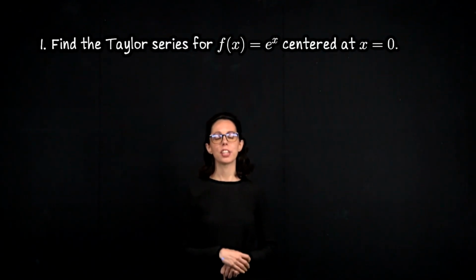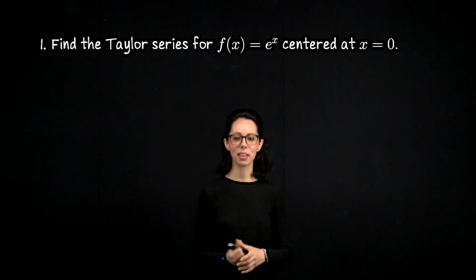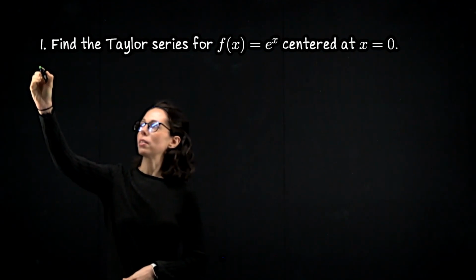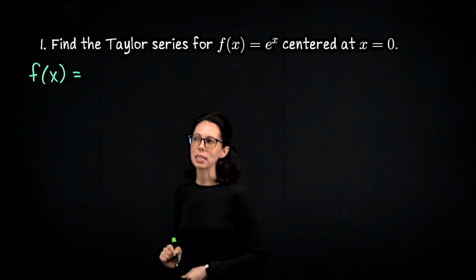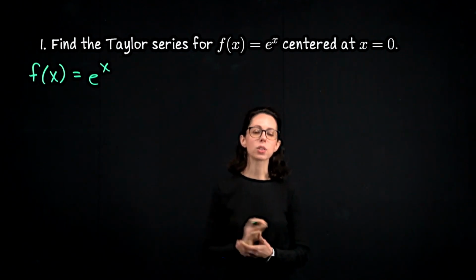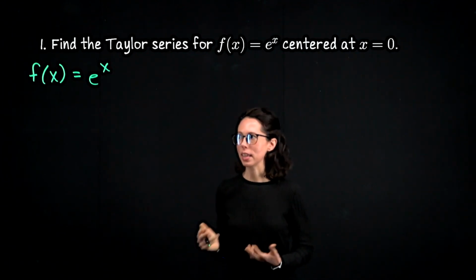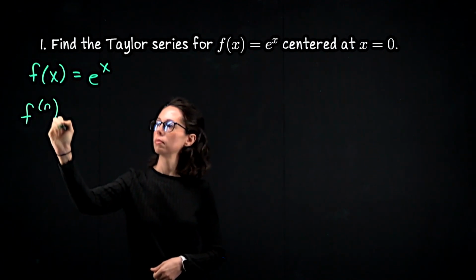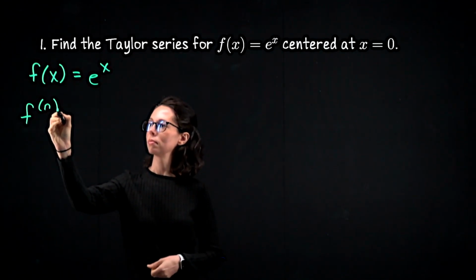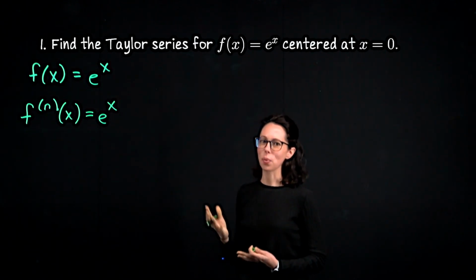All right, let's find the Taylor series for e to the x centered at x equals 0, or in other words, the Maclaurin series for f of x equals e to the x. This is probably the easiest Taylor series to compute. And the reason why is if I write down the function f of x equals e to the x, I now need to start taking derivatives in order to look for a pattern that's going to allow me to describe, say, the Taylor coefficient c sub n. But every single derivative of this function is e to the x. So we found the pattern. It's always e to the x.